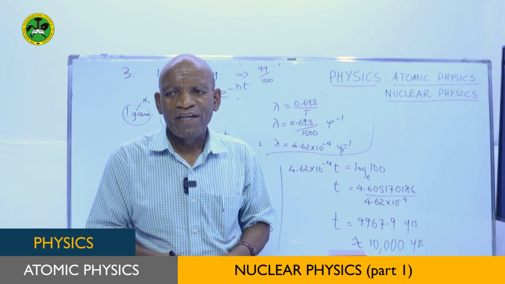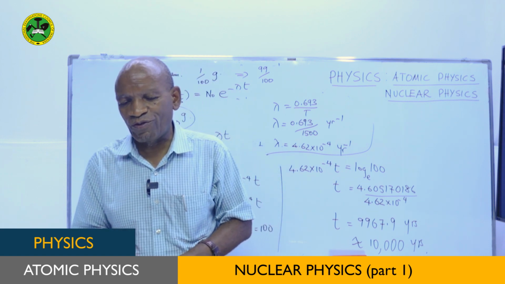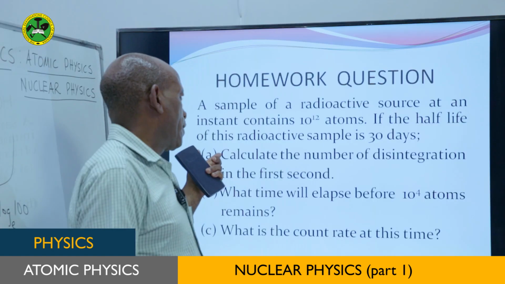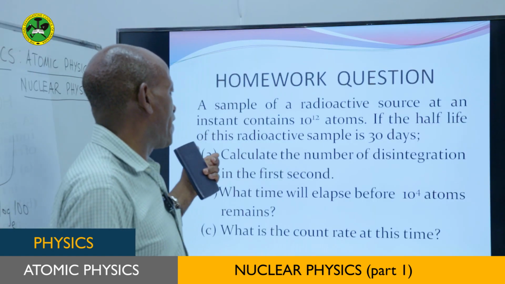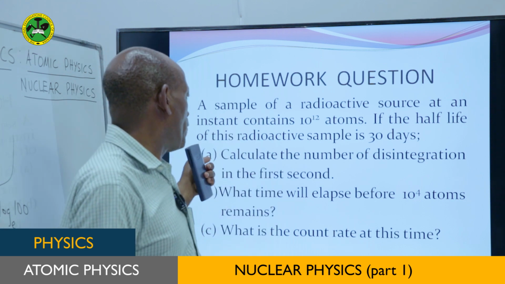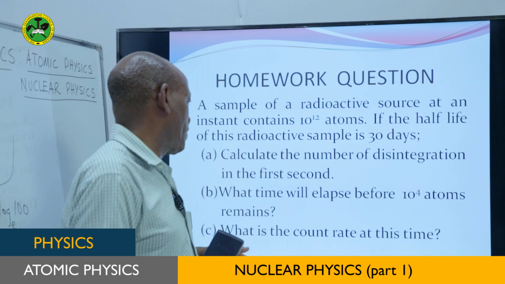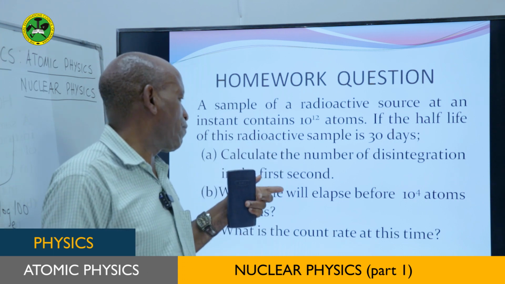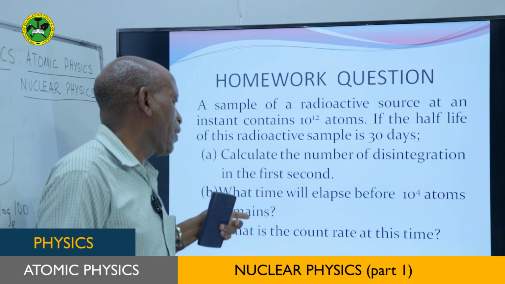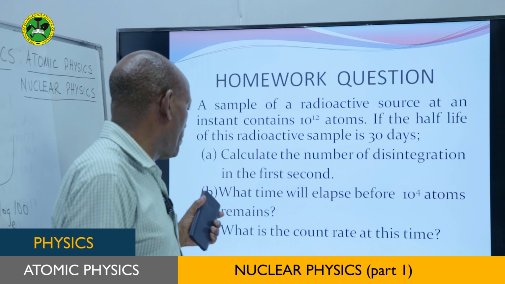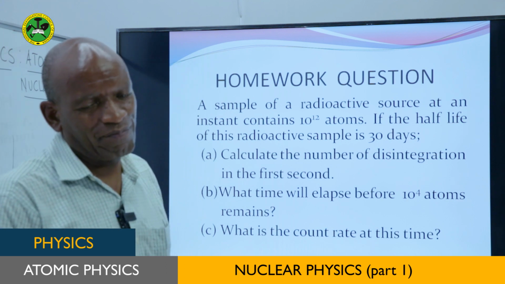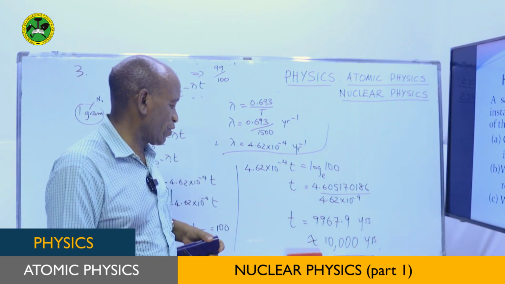Okay, students, let us now go for a homework question. So the homework question goes like this. A sample of a radioactive source at an instant contains 10 power 12 atoms. Now, if the half-life of this radioactive sample is 30 days, A, calculate the number of disintegrations in the first second. B, what time will elapse before 10 power 4 atoms remain? And C, what is the count rate at this time? So this is the question.